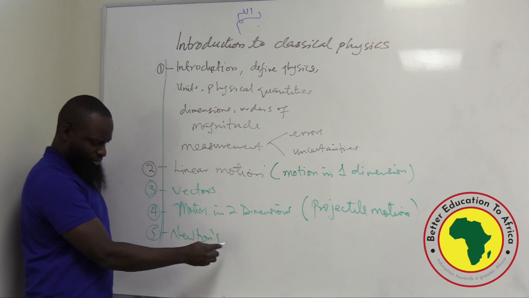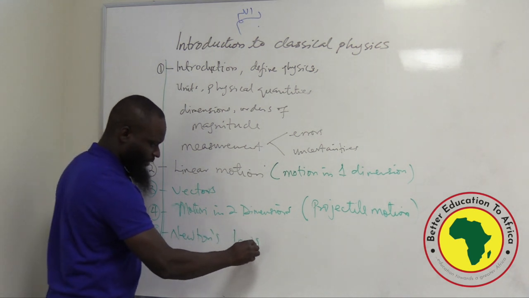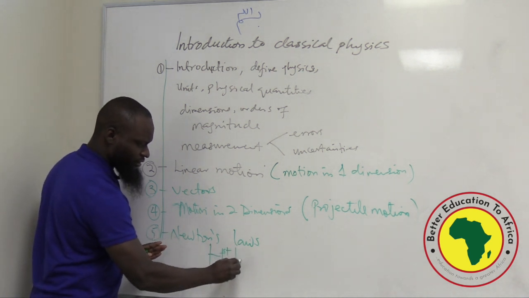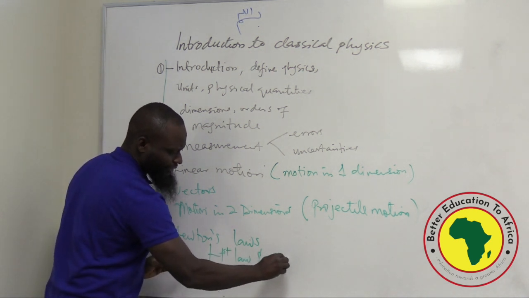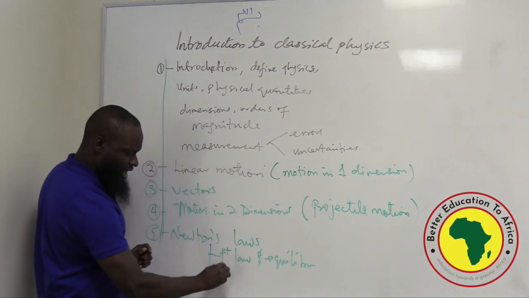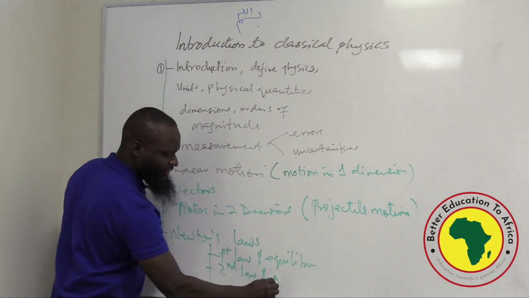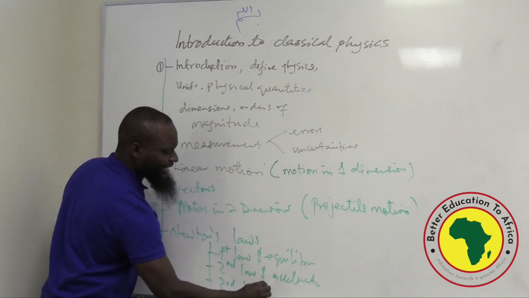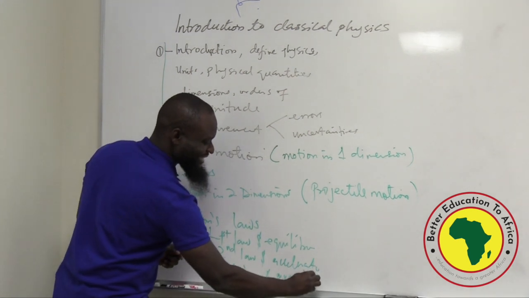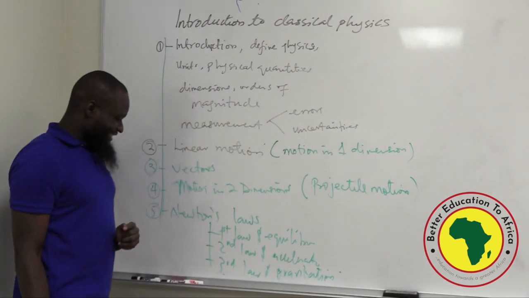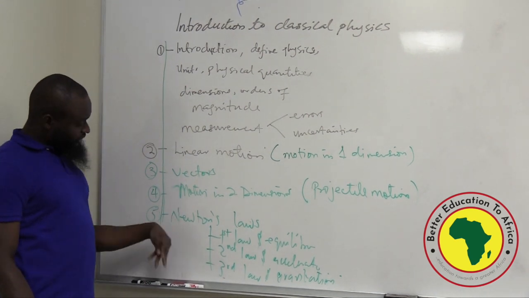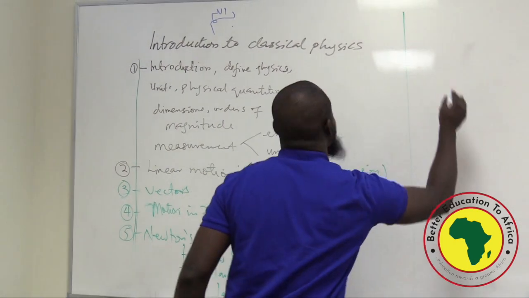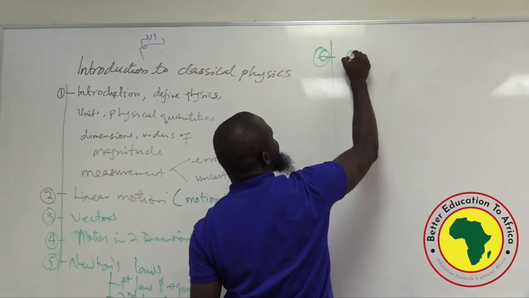And then we'll talk about Newton's laws. This is going to take us some days to cover. Newton's laws is very broad. It's broken into three parts: Newton's first law and equilibrium, Newton's second law and acceleration, and Newton's third law and gravitation. It's going to take a while. After we discuss Newton's laws, we'll come back to topic number 6, where we talk about circular motion.